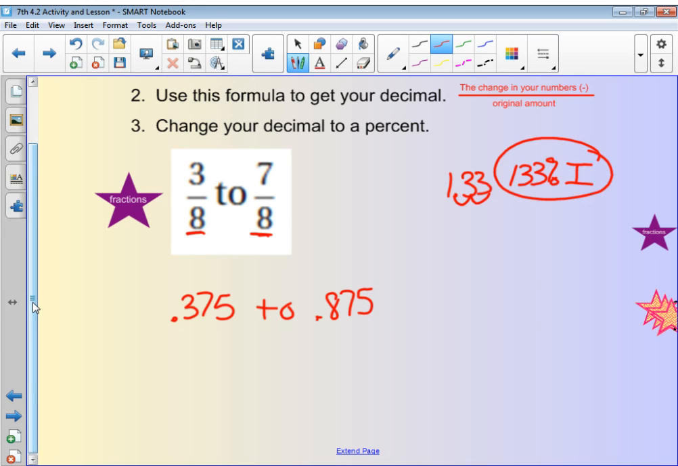Now I can go through and do the same process that I did on the previous ones where they weren't fractions. Okay, so first of all, it went from 0.375 to 0.875, so yes, that's an increase. And maybe it's easier for you to compare decimals over fractions. Okay, so now when I look at this, I find my change, so I'm going to subtract between these two. Okay, so 0.875 minus 0.375 gives me 0.5 change. So my change was 0.5 over my original was 0.375.